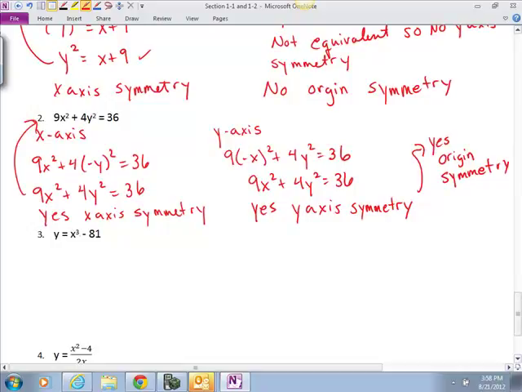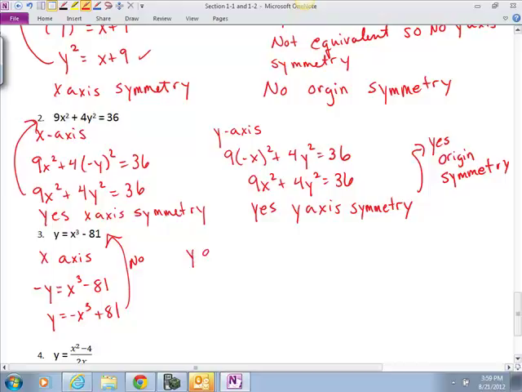All right, how about y equals x cubed minus 81? Well, let's try x-axis. If I plug negative y in, I'll get negative y is equal to x cubed minus 81. And if I try to simplify that, I could divide through by negative 1, and I'll get y equals negative x cubed plus 81. So that's just no. It's not equivalent. So you have no x-axis symmetry.